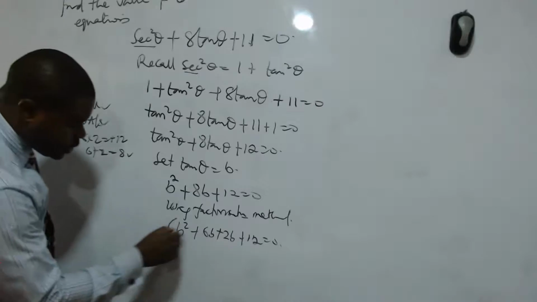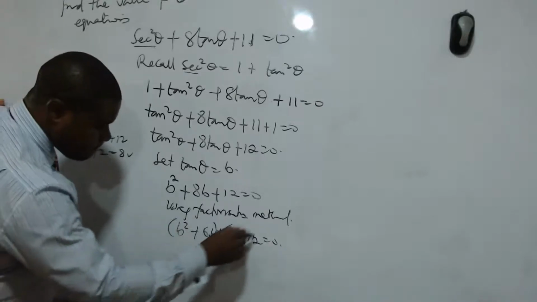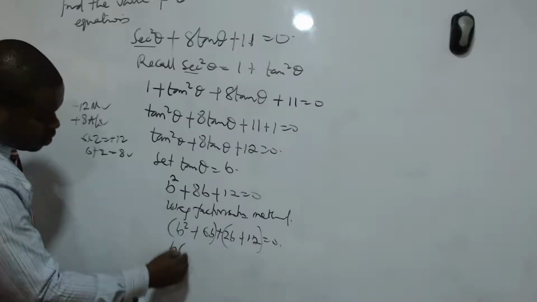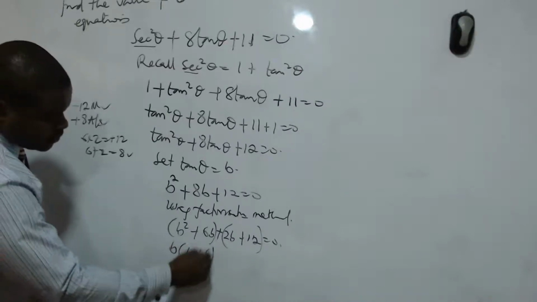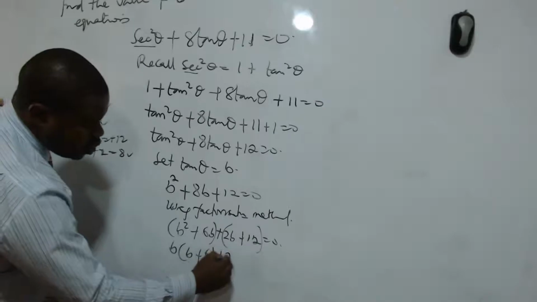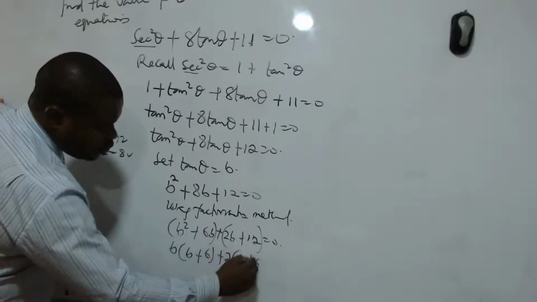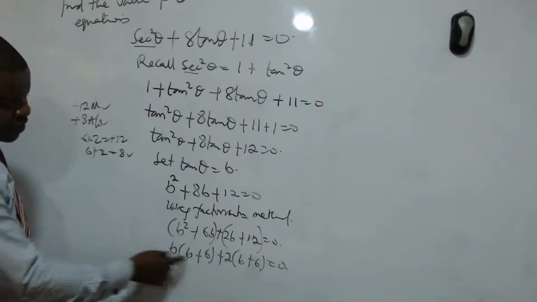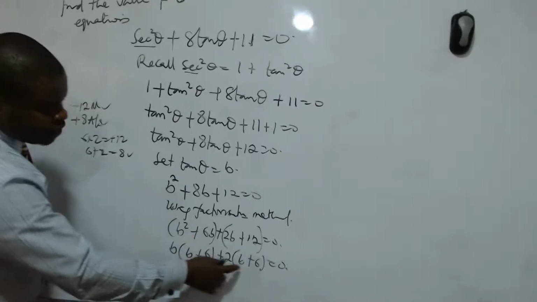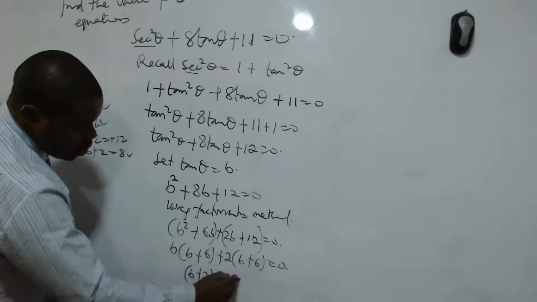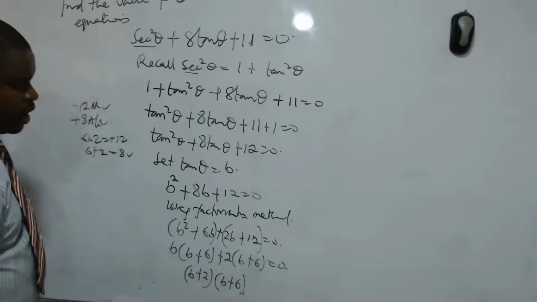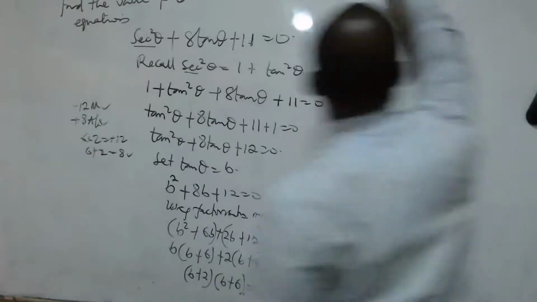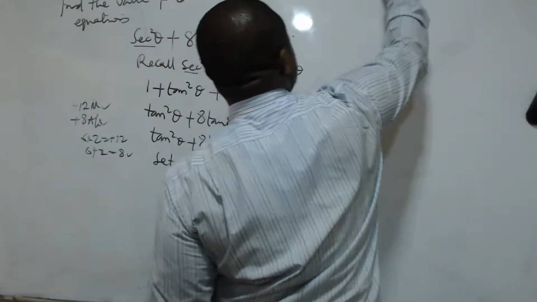Now if you look at this, what is common here? b is common here. So I have b, b plus 6, plus what is common here? 2. We have b plus 6 equals 0. b times b, b squared, b times 6, 6b, plus 2 times b, plus 2b, plus 6. Right? Equals 0. Then here, we're going to have b plus 2 equals 0.